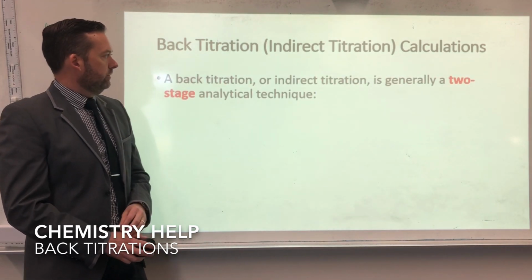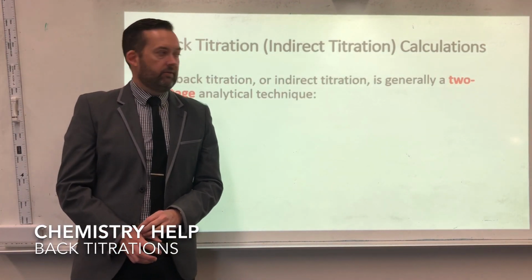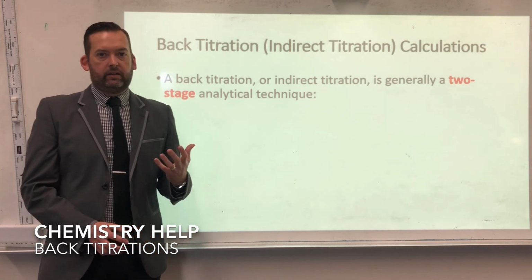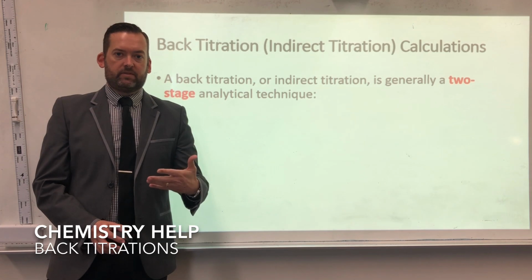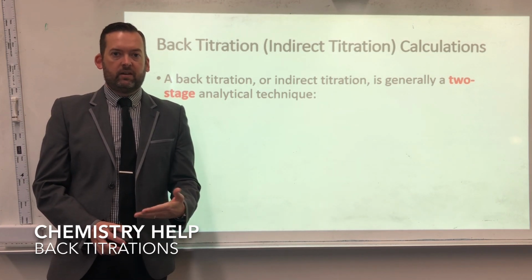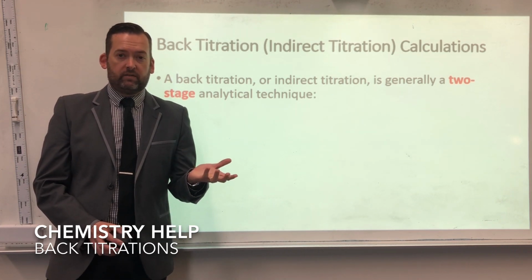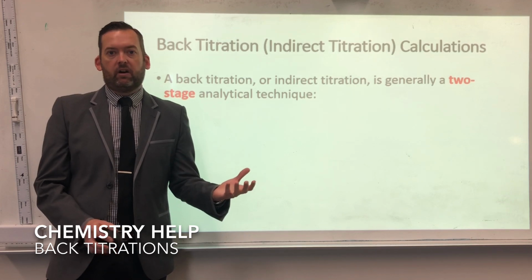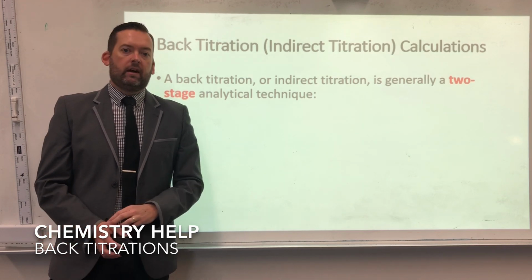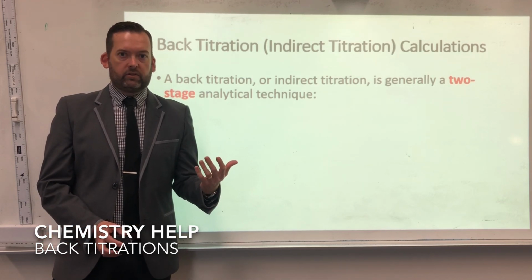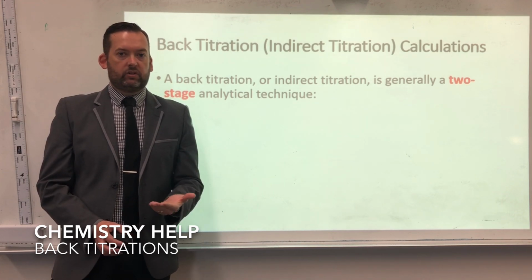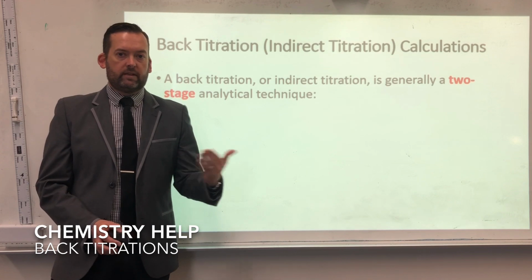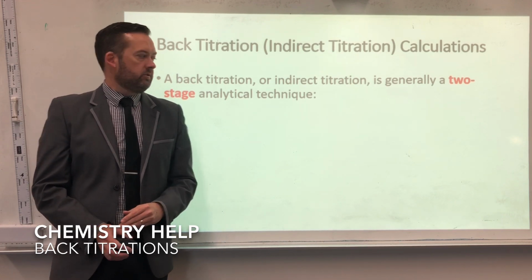A back titration, or an indirect titration is another name for them, is generally a two-stage analytical technique. And that's the thing that throws people. You see two steps, two distinct equations, two distinct experiments, if you like, within the one question. People say, I don't know where to start, what do I do? And get totally thrown by the question. There'll always be a titration component, and there'll be another component, which is an addition component. They're usually ordered, step 1 and step 2, and we'll show you how that works.